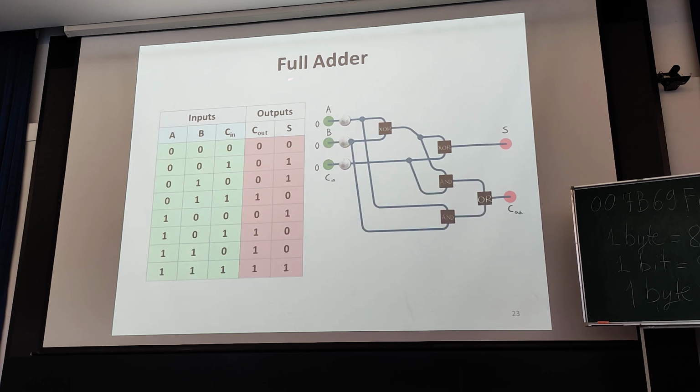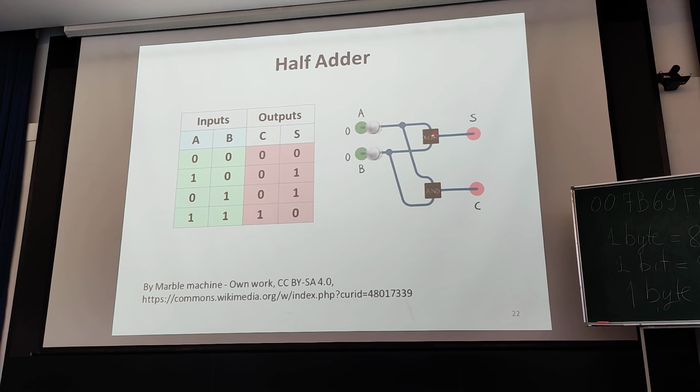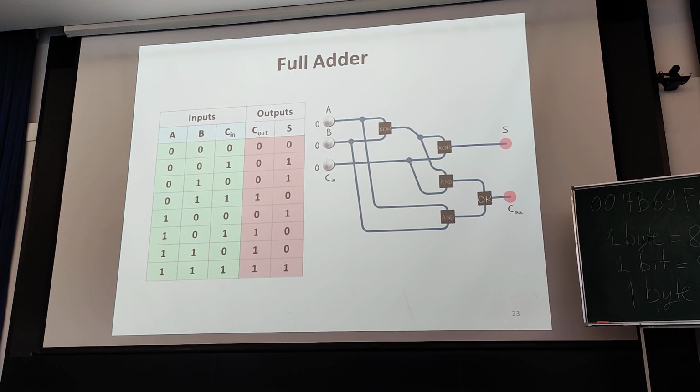And for the full adder, we have three inputs: A, B, and the remember number. With two inputs, it's rather simple, right? It uses one XOR gate and one AND gate to perform the half adder with 2 inputs and 2 outputs.